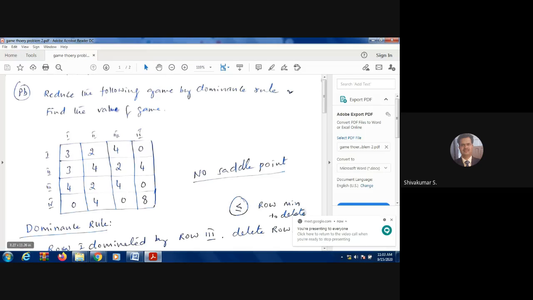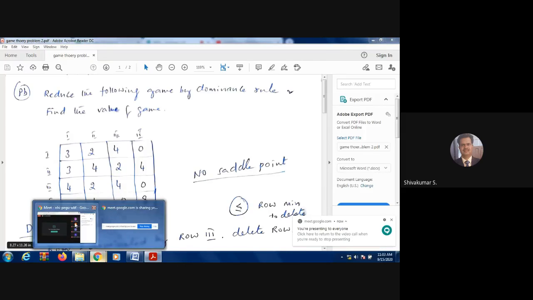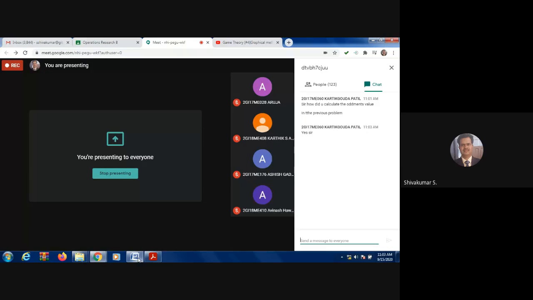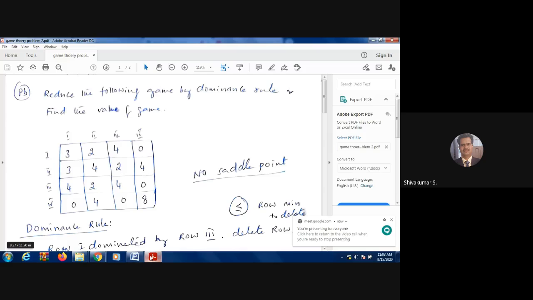This matrix. I think switch on the mic. Audible? Okay. This is the problem given. Now you have to reduce the matrix into a 2 by 2 matrix. So first of all, check out the saddle point. That is, check out the minimum value of each row. First row minimum value 0, second row 2, third row 0, fourth row 0. Check out the column maximum. Okay, 4 and 4, 4 and 4.